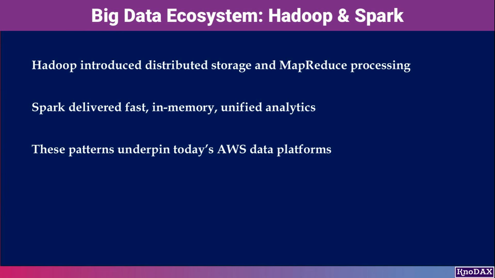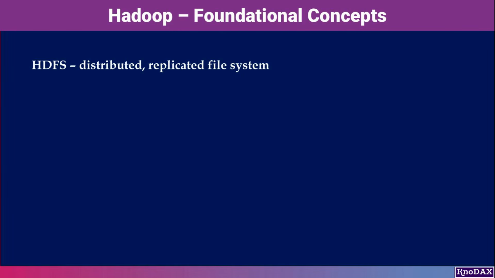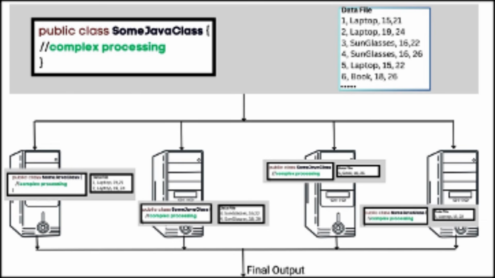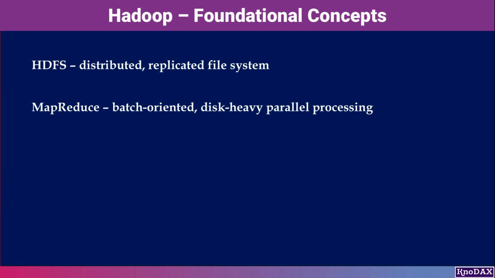Since Hadoop played such a significant role in shaping the modern big data landscape, let's take a closer look at its core components and why they mattered. Hadoop began with HDFS, a distributed and replicated file system that stored data across many machines. This allowed organizations to keep extremely large datasets reliably, even if individual nodes failed. On top of that storage layer, MapReduce provided a way to process data in parallel using a batch-oriented approach. While powerful for its time, MapReduce relied heavily on disk operations, which made it slower compared to modern in-memory engines.